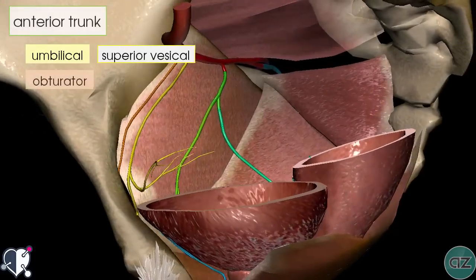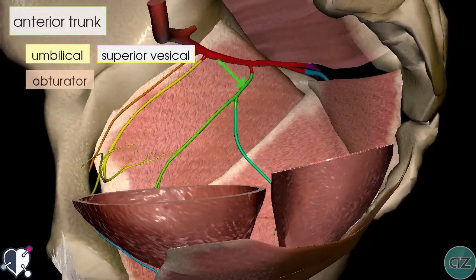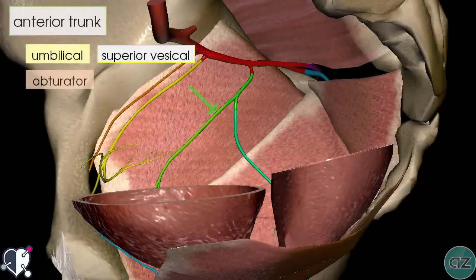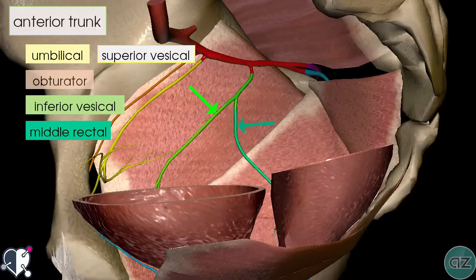Moving on, we can see the next artery in green. So on this model you can see this common trunk here, which gives rise to two arteries. Anteriorly we have the inferior vesical artery, and posteriorly, in a slightly different shade of green, you can see the middle rectal artery. So the inferior vesical artery doesn't always arise from a common trunk as shown in this model, and it can sometimes arise individually from the anterior trunk.